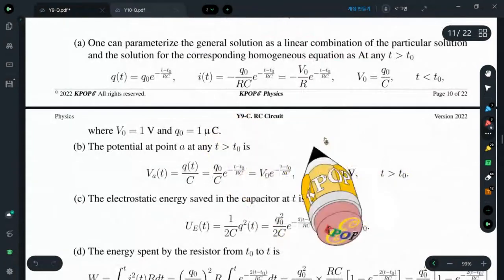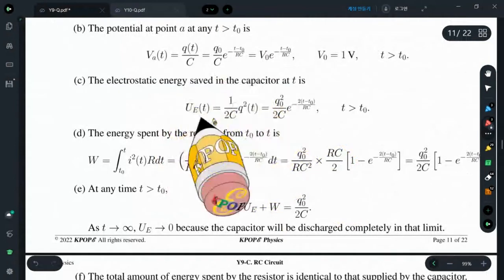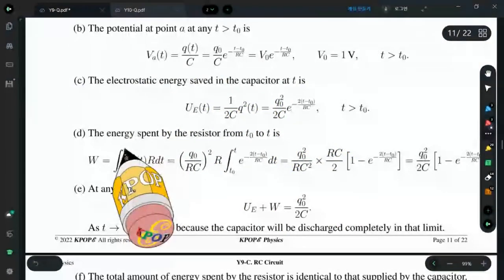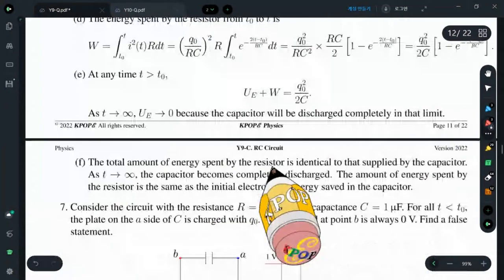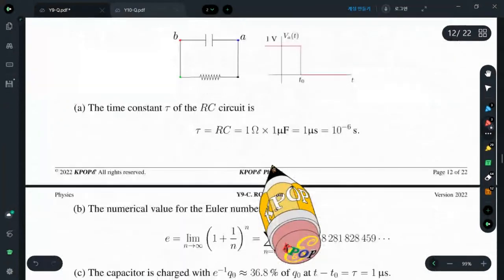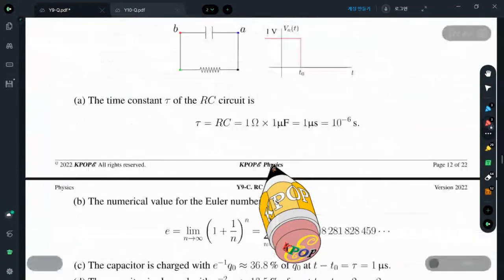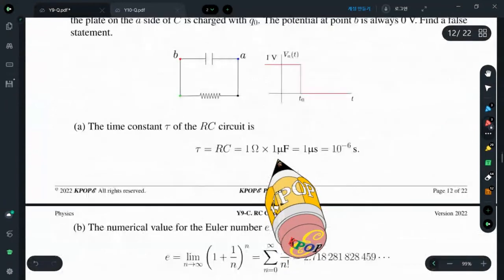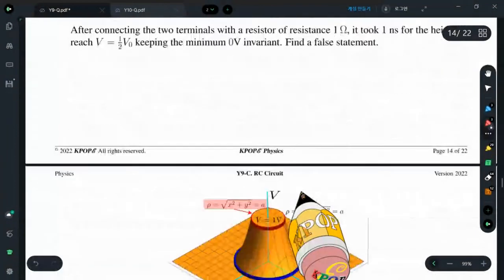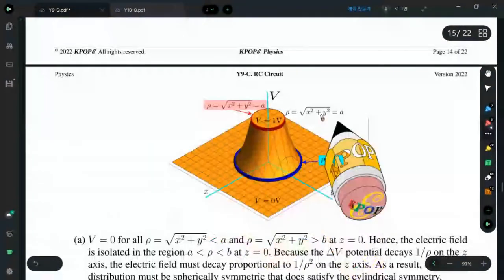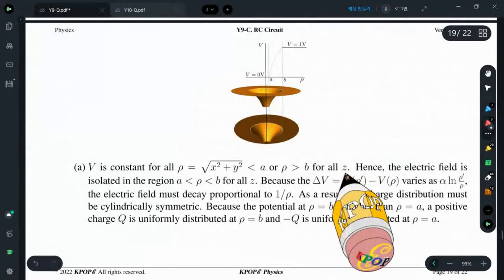So, the detailed calculation for evaluating the electrostatic energy saved inside the capacitor and the energy lost by the resistor, you just follow the calculation. What's that? It's the same problem surviving. I didn't erase it. You don't have to worry about this. And the remaining piece, okay, that's the remnant of last year's problem.